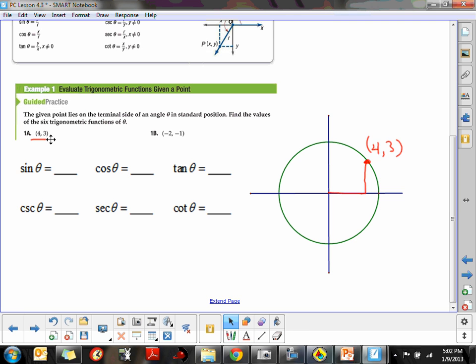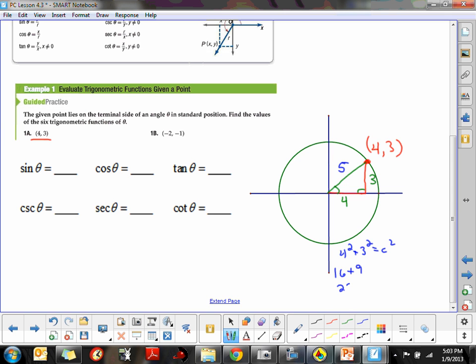If I do that, then I can complete the triangle by saying this is the hypotenuse. And then we know that the adjacent side is 4 because that is the x value, and the opposite side is 3 because that is the y value. A lot of you have memorized your 3, 4, 5 right triangle, so that should be a 5. If you don't, then you do 4 squared plus 3 squared equals c squared, the Pythagorean theorem. 16 plus 9 is 25, and 25 is equal to c squared, so c is equal to 5.